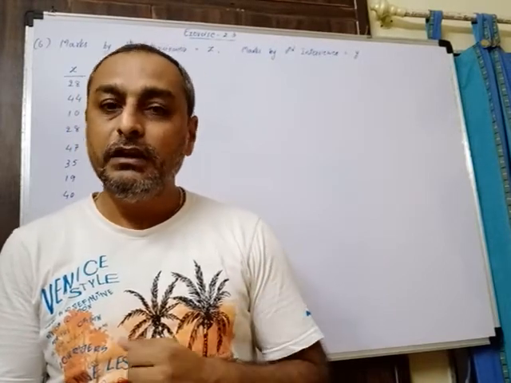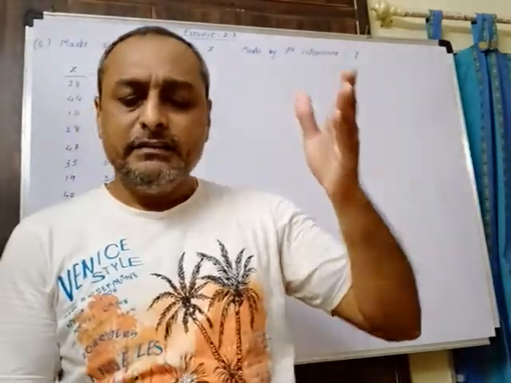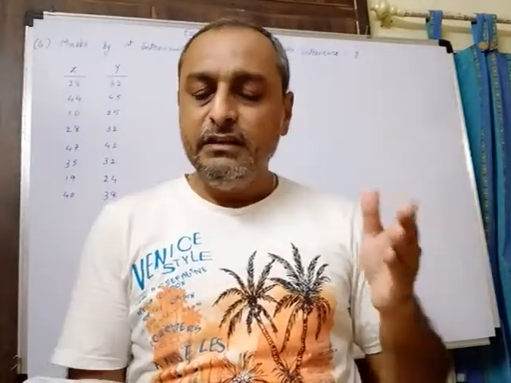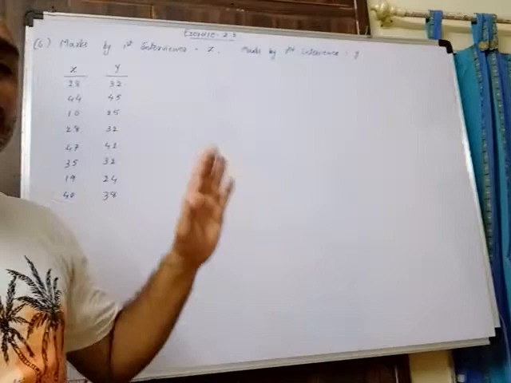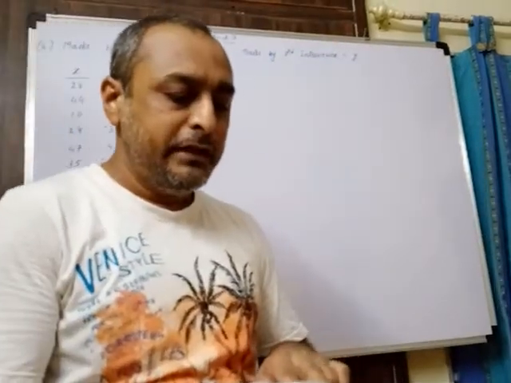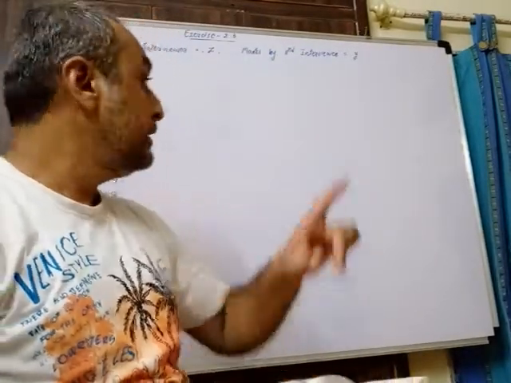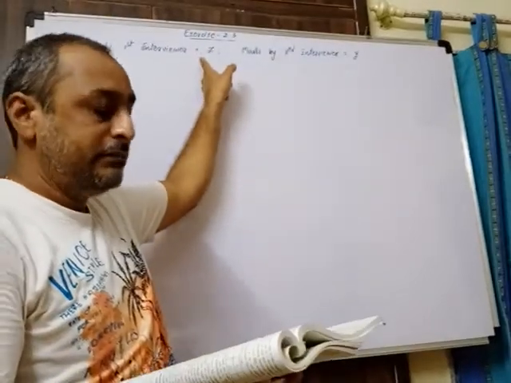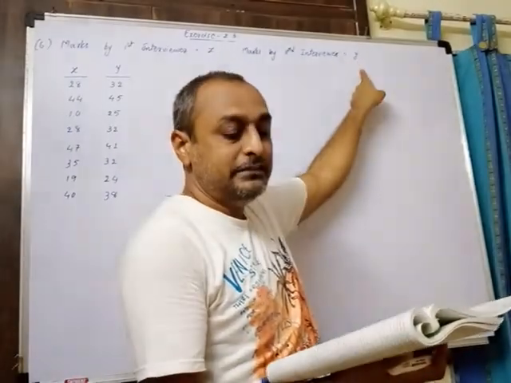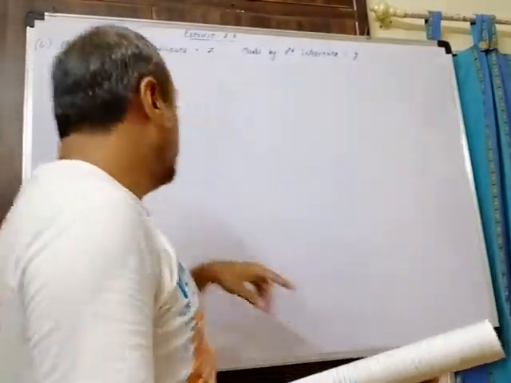So again, rank correlation we have to find out. Candidates names are given as A, B, C, D, E, F, G and H, not required to write over here. Then marks by the first interviewer given, which I have considered as variable X, and marks by the second interviewer is considered as variable Y. And I wrote that marks over here.